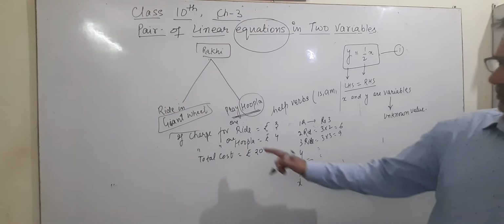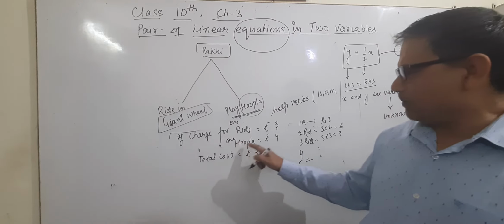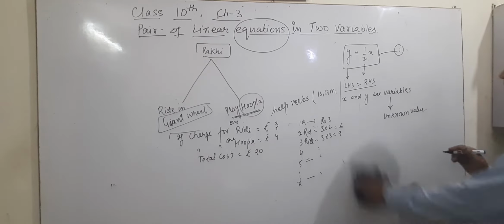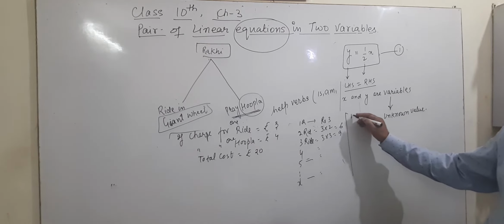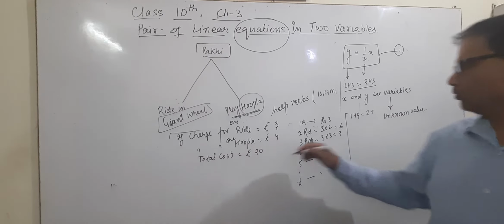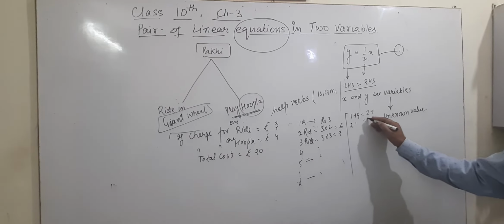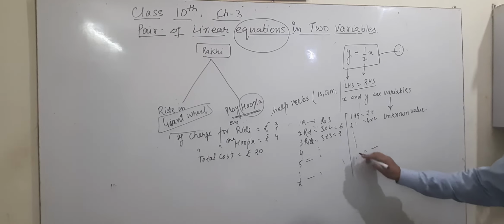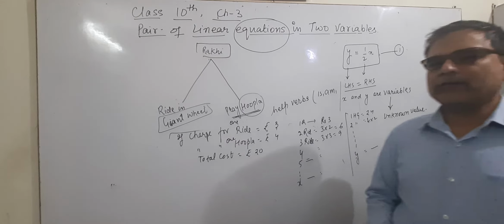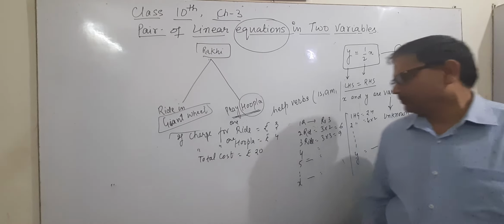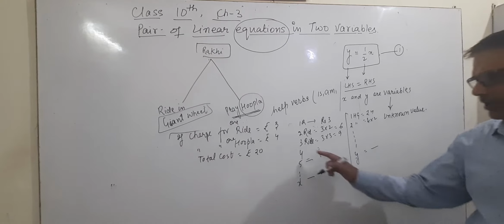And similarly, if the charge for one hoopla game is rupees 4, then for 2 hoopla games it is rupees 4 into 2, and then for y games? Then what will be the value? Now think and answer me. Have you done? Then check it.